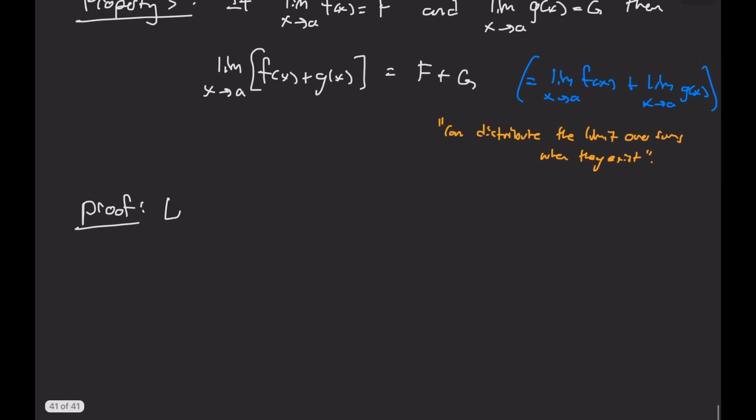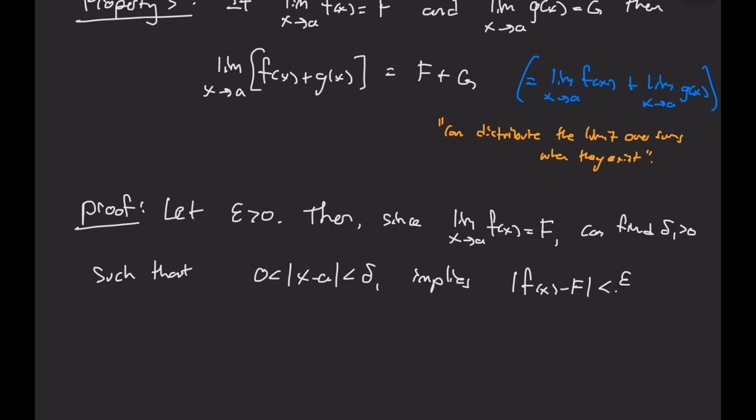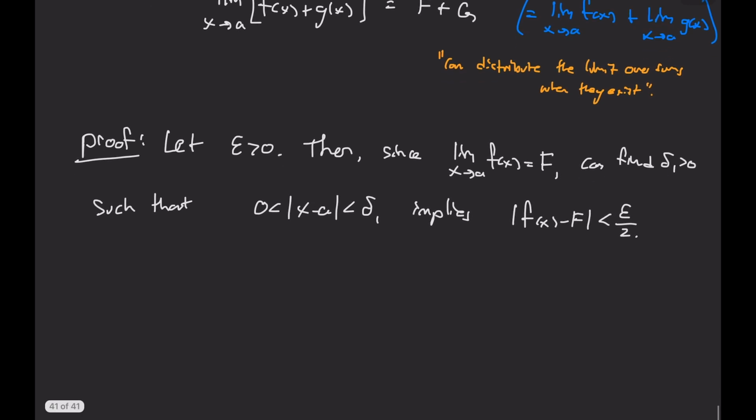Okay, how do we do this? Proof: let epsilon be greater than 0. Then, since the limit of f is capital F, we can find delta 1 greater than 0 such that whenever |x minus a| is less than delta 1, that implies |f minus capital F| is less than epsilon over 2.